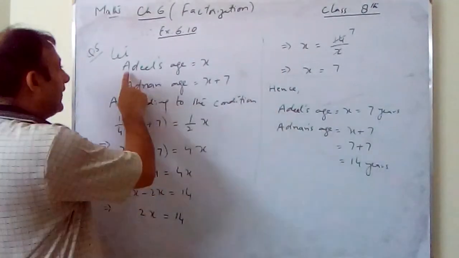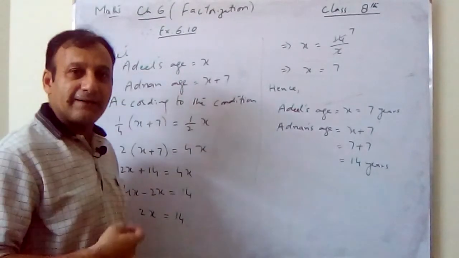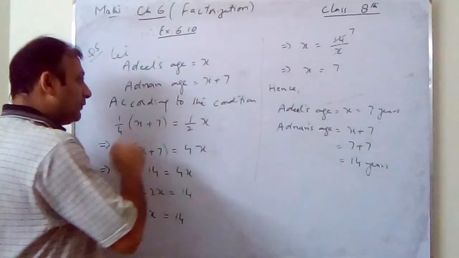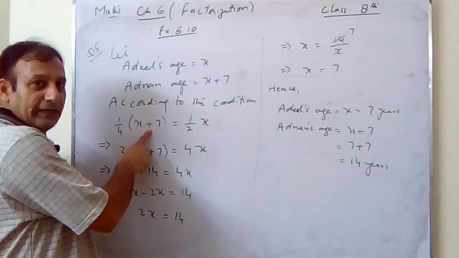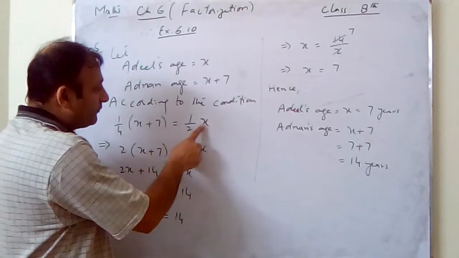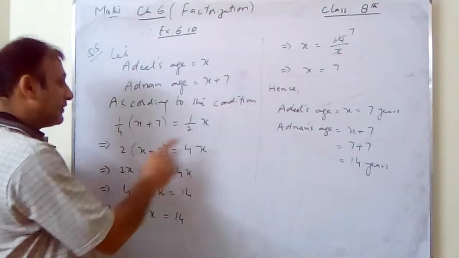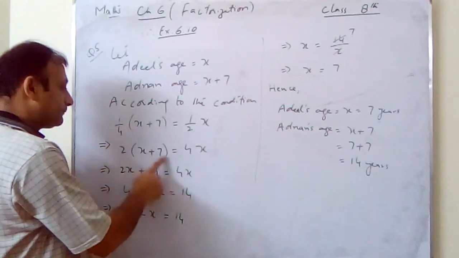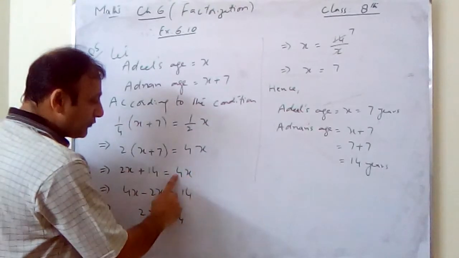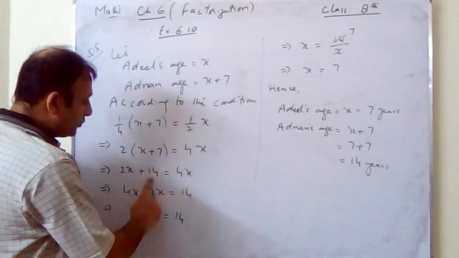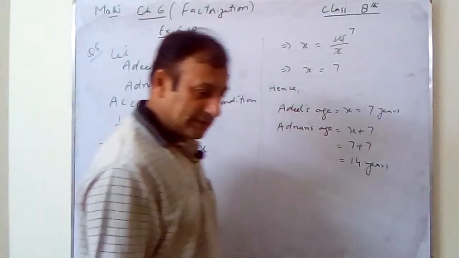Again, listen: Adil's age is x, Adnan's age is x plus 7, because Adnan is 7 years older than Adil. According to the condition, 1/4 of Adnan's age is equal to 1/2 of Adil's age. So this is the equation we have. The rest is the simplification by cross multiplying: 2x plus 14, I have taken this 2x from left to right, so 4x minus 2x is equal to 14. So 2x is equal to 14, x is equal to 7.